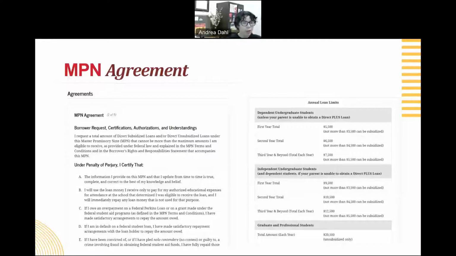So for the first year, incoming freshmen would be eligible for $5,500, second year, $6,500, and then their junior and senior year, $7,500. There are several pages that you'll have to read through. There's a lot of text. It might look a little scary. Much of the information covered in this is also covered in entrance counseling, but it is important to take your time and actually read through each page.